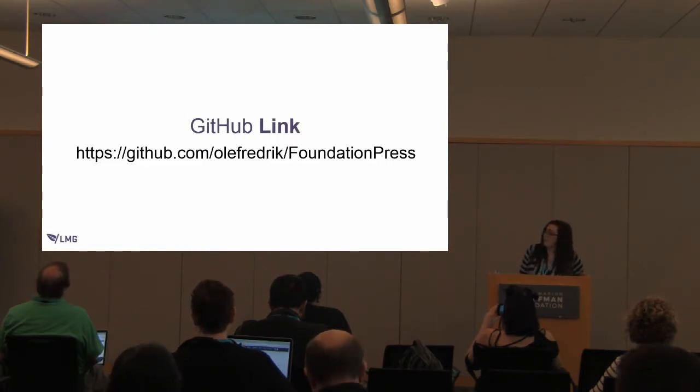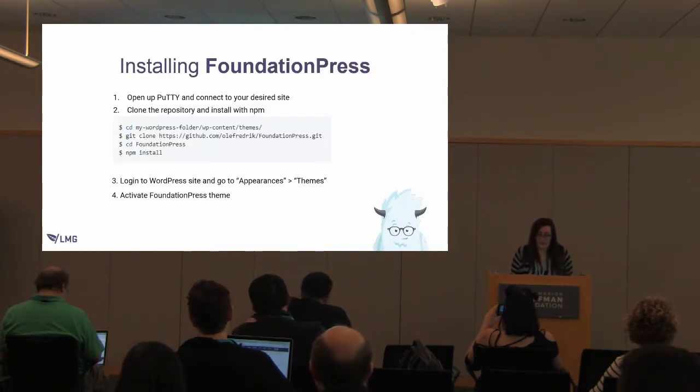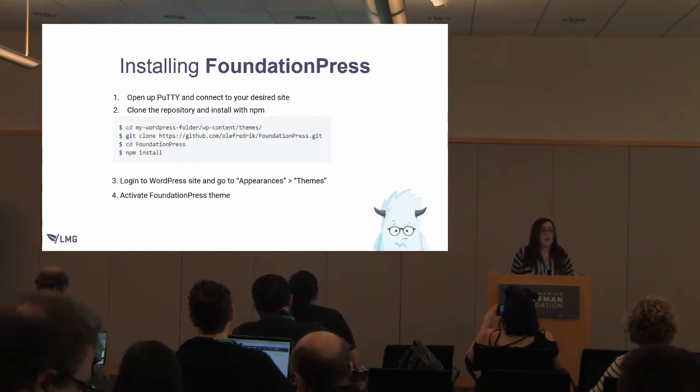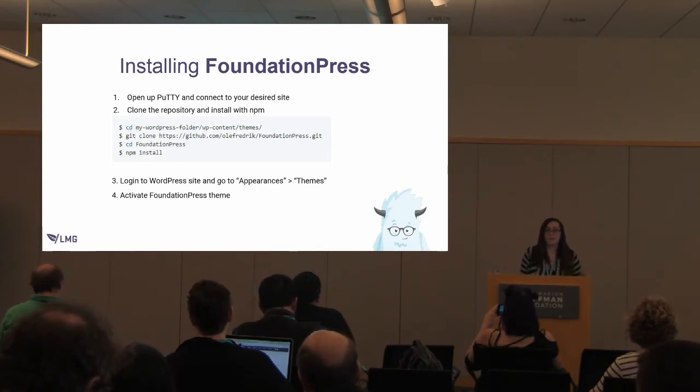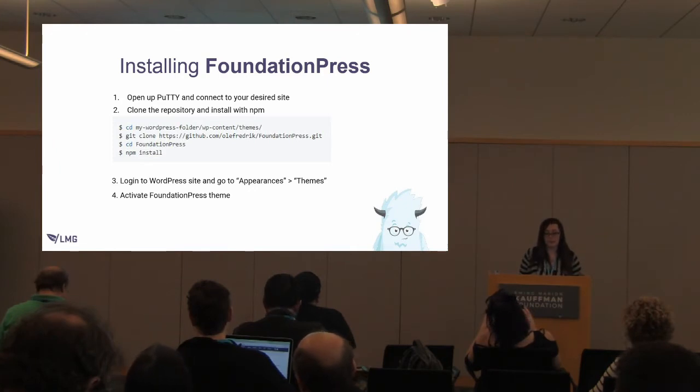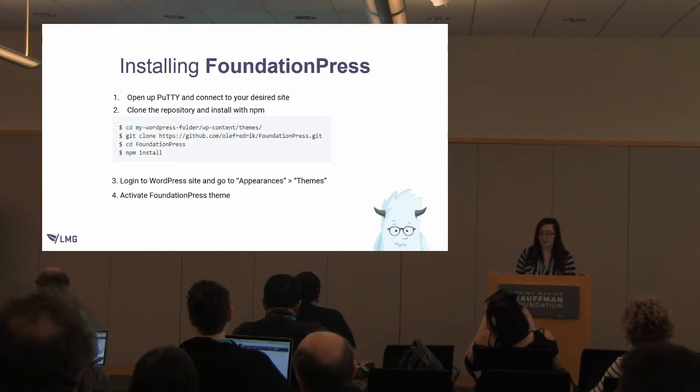So this is the FoundationPress GitHub link. Again, this is back in my blog post, and you can find it there. To install FoundationPress, go ahead and open up Putty and then connect to your desired site. Once you've connected, back on the link, you're going to clone the repository and install with NPM. So to do that, you do the CD command, and then you get to your WordPress themes directory. Then you hit enter, and then you'll do a git clone of the FoundationPress GitHub link, that one right there.